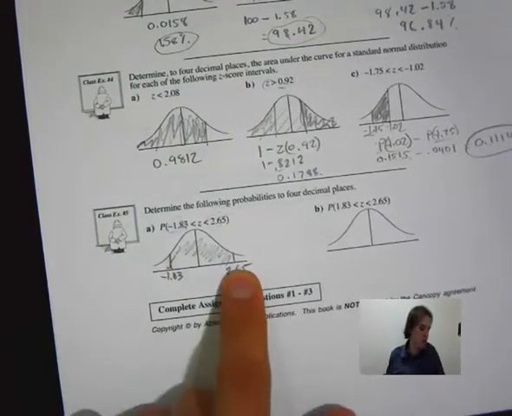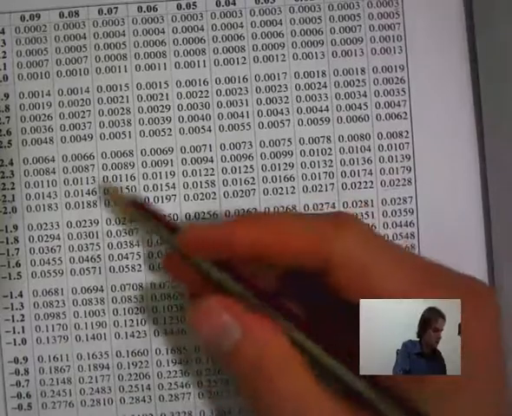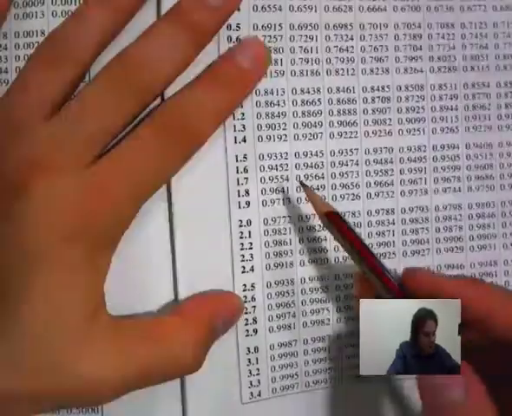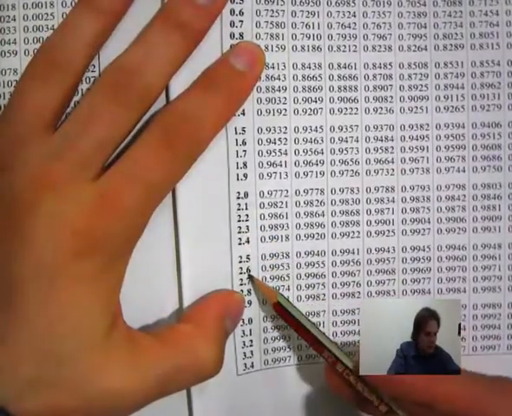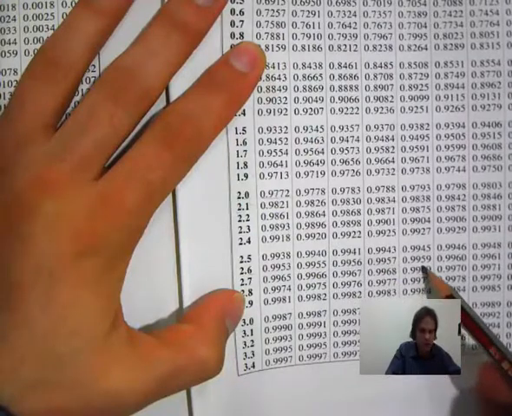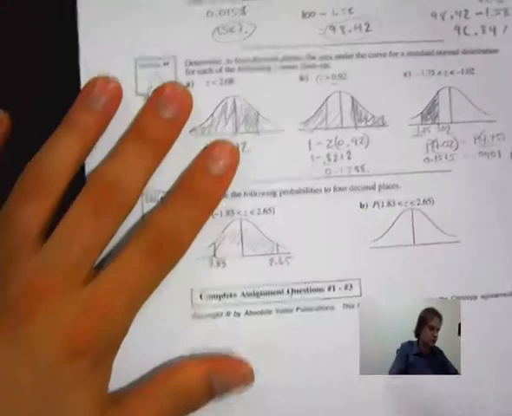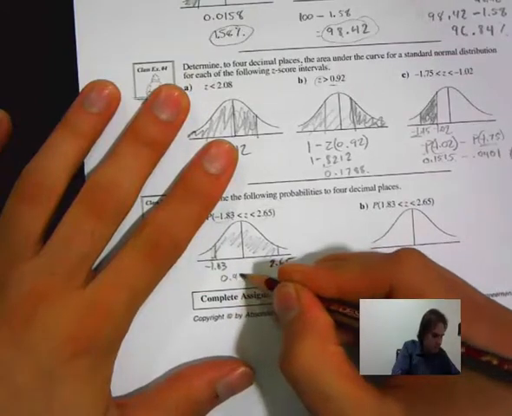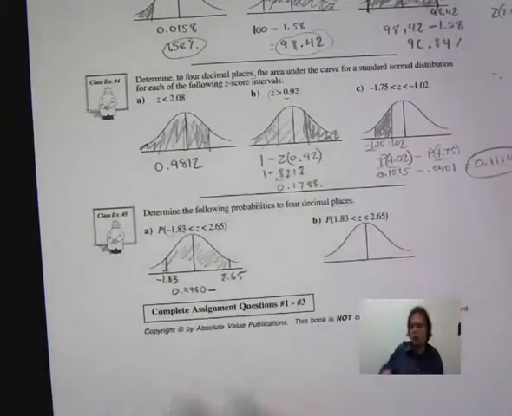First we're going to go to this one, because we want everything less than that, and we're going to subtract that. So go 2.65, and that's positive, so I'm going to go here. Positive 2.65, yep. We go 2.6 all the way over to 5, which is 0.9960. Okay, we have 0.9960.